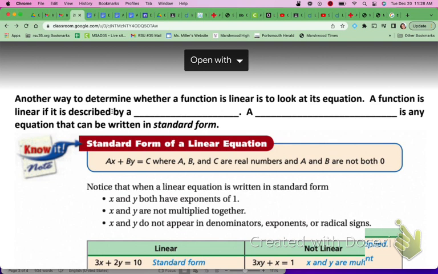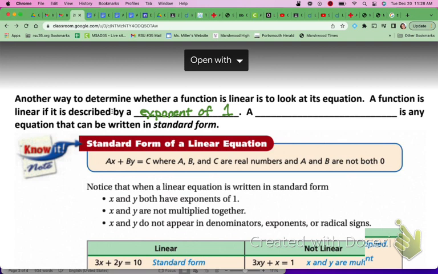So another way to determine whether a function is linear is to look at its equation. Think about our Desmos activity. How did I know if the equation was linear or not linear? It had to be like alone. What do we mean alone? X had to have a what? It needed an exponent of what? Needed to have an exponent of 1, right, on our variable term.